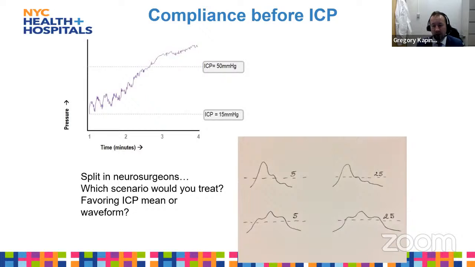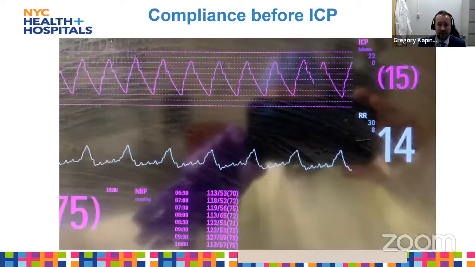And finally, the bottom right is straightforward. The ICP value is 25 and the waveform is abnormal, so everybody would treat that. Here is a snapshot of a patient from yesterday morning in our ICU. I'm not going to tell you what the CT shows, but look at this waveform.